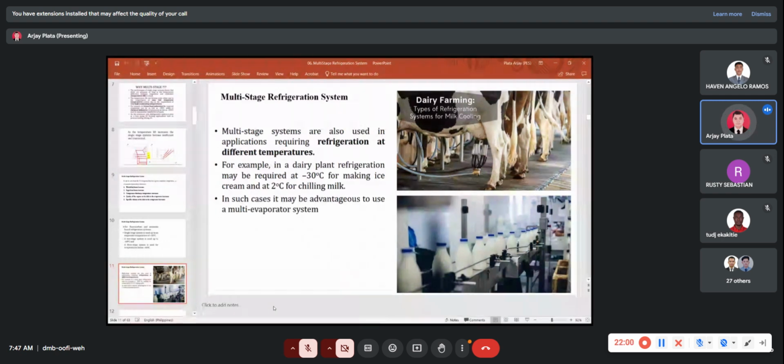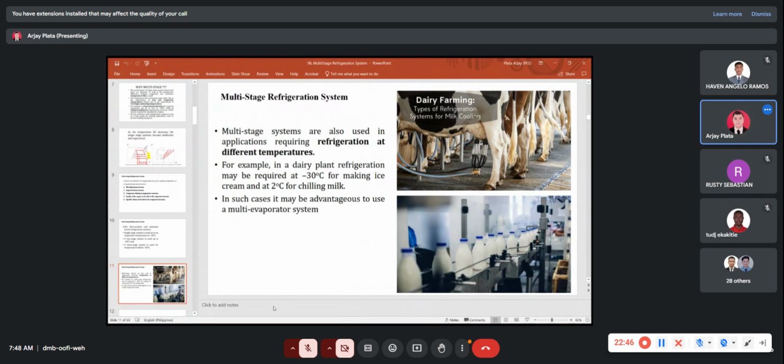So most of the time we use the multi-stage so that the whole process can be achieved using just one set of refrigeration system. So that is the multi-stage. In this example, we have two temperatures required: 2 degrees Celsius for chilling milk and -30 degrees for making ice cream. So by using the multi-stage system, we can apply it to both temperatures or to both processes.